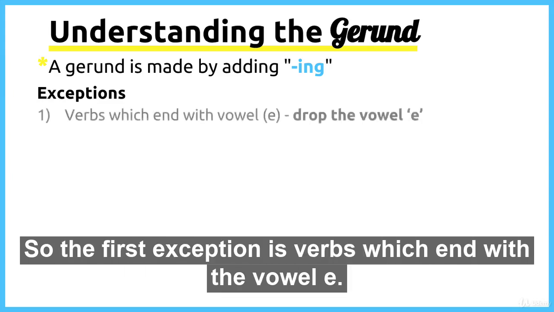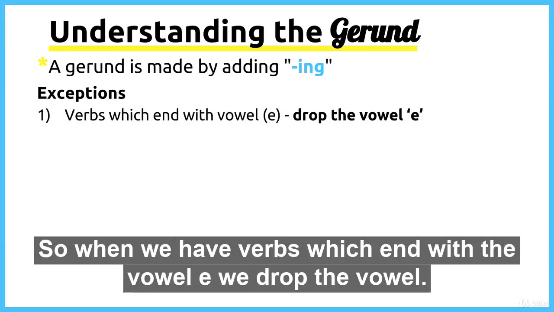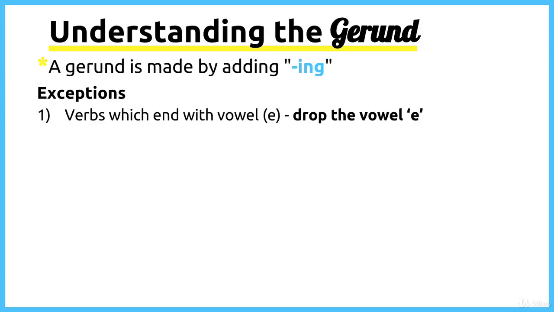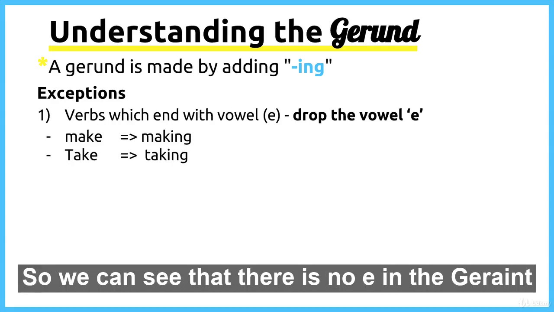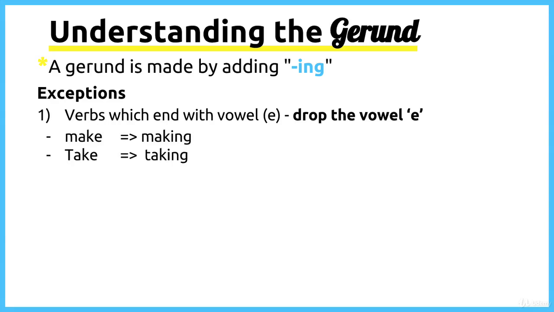So the first exception is verbs which end with the vowel E. So when we have verbs which end with the vowel E, we drop the vowel. So for example, the verb make becomes making. Take becomes taking. So we can see that there is no E in the gerund.